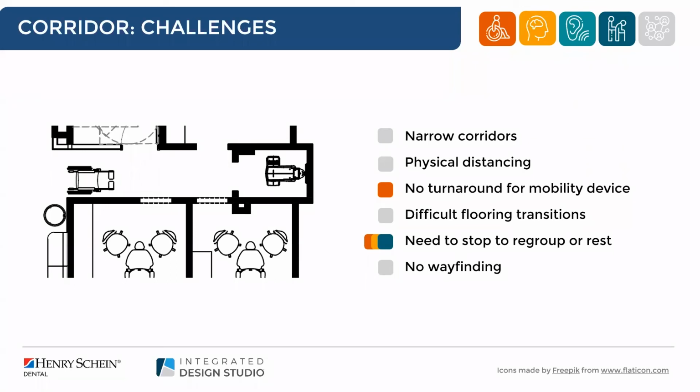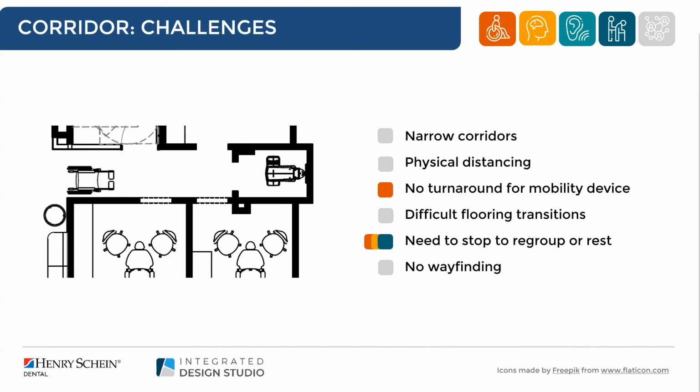Corridors are a really good example of a minimum requirement being unrealistic. In general, the minimum required width of a hallway is 3 feet 8 inches. We typically recommend 4 feet 6 to 5 foot wide corridors based on the size and layout of the practice.